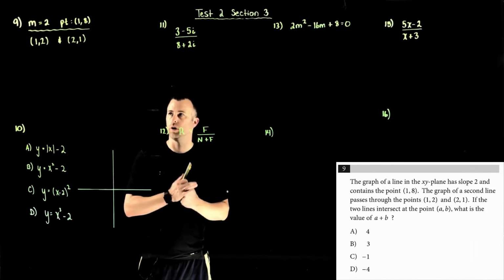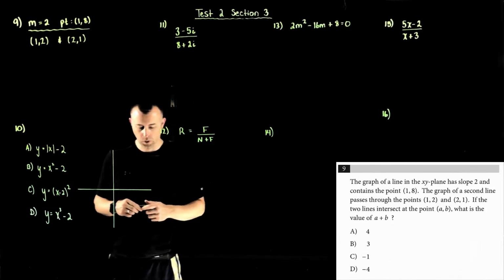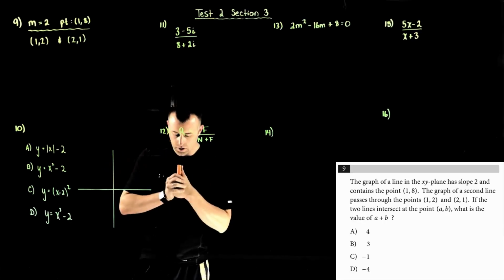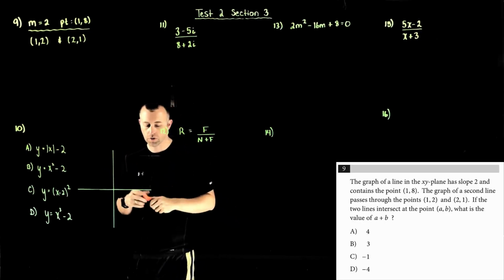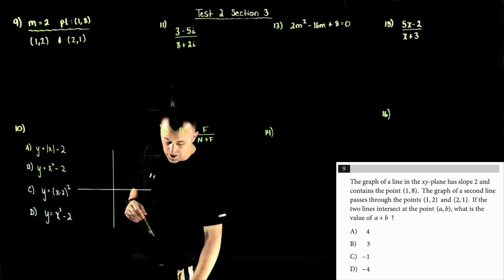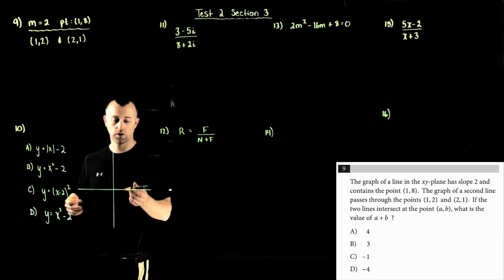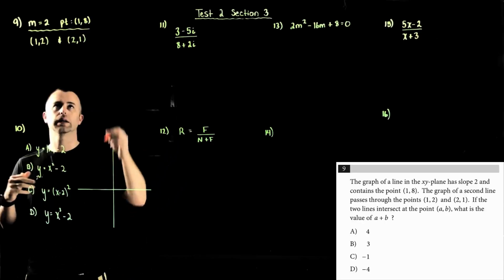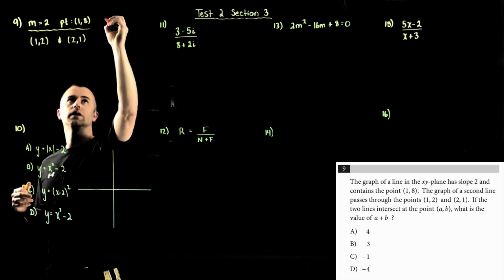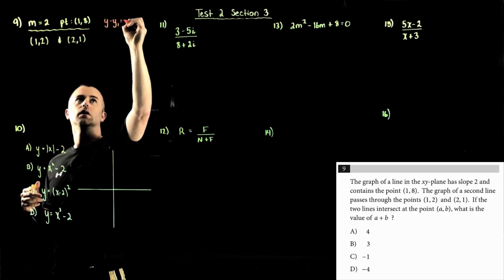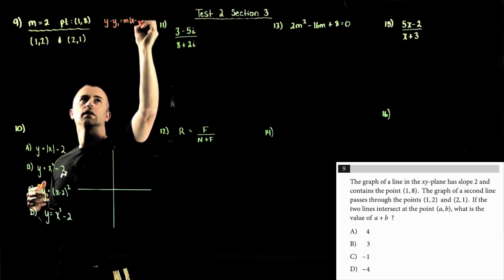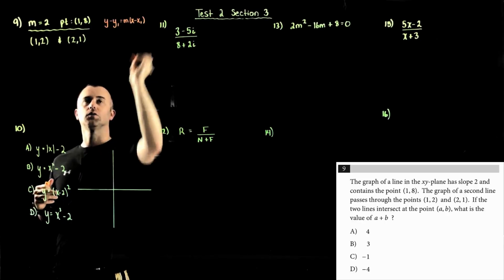All right, test 2, number 9, here we go. This one is giving us some information about two lines. So if they're doing that, more than likely, I'm going to need to find the equation of that line. So one of the things that should be kind of in my head at this point is the point-slope form of an equation, which is y minus y1 equals m times x minus x1.